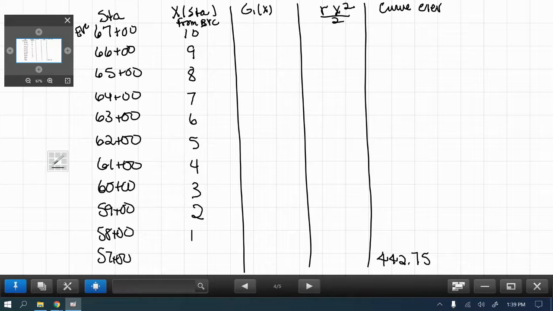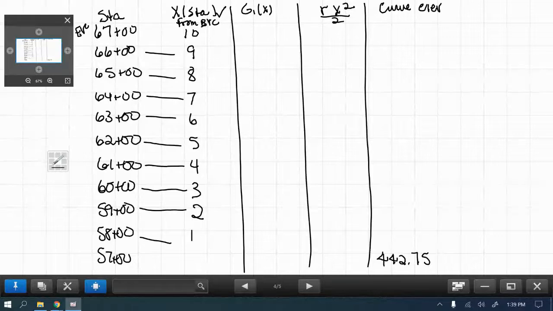This actually X is in stations from the beginning vertical curve. So these were 100 feet that worked out. So the first one, it's 1, and then between 59 and 57 is 2. So I'm just going up 1 every time. You'll go up 1 every time, but usually your first and last ones are odd. And your last one should always be L over 2.